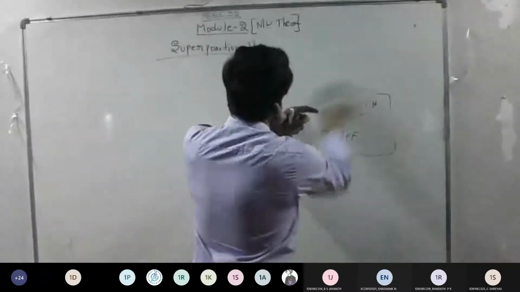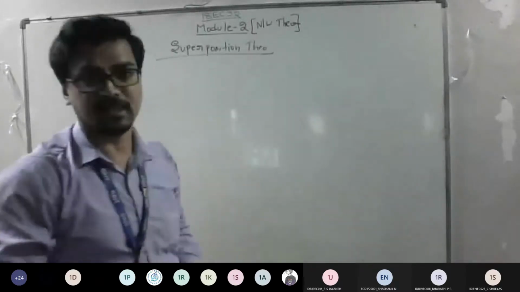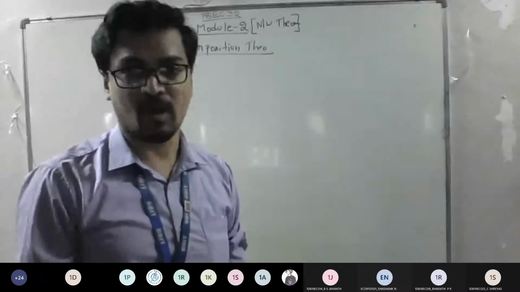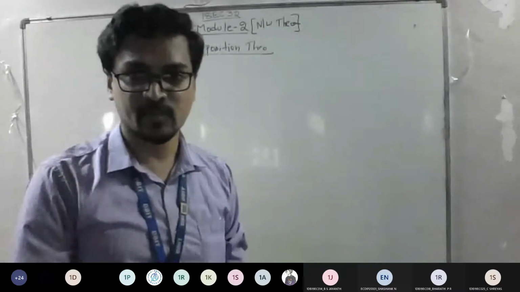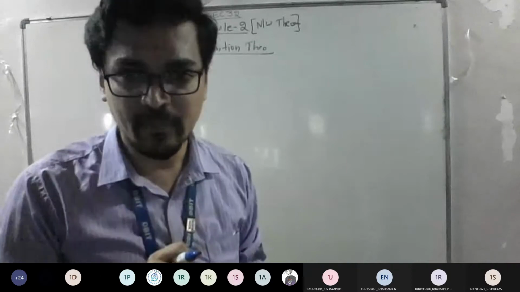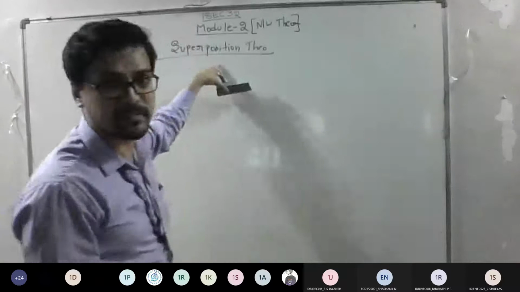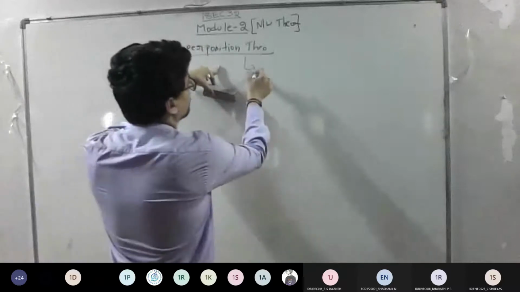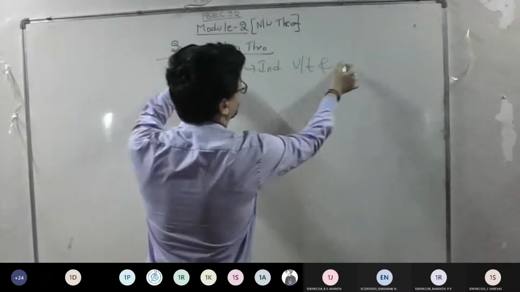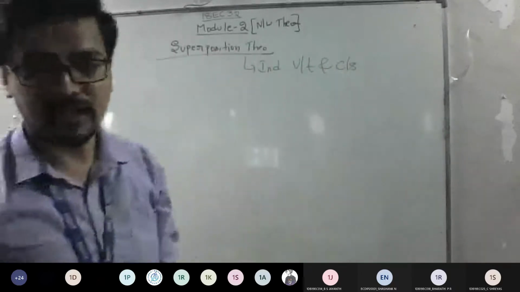So for this, let me add the theorem now. Let me try to add a theorem. Okay, now listen. See, this superposition theorem concept is simple. This superposition theorem is applied only for independent voltage and current sources. I'll repeat. Superposition theorem is applied only for independent voltage as well as current sources. Am I clear? Independent current and voltage sources.